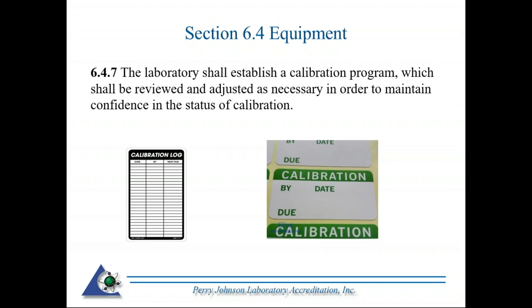And then also, other things that can be considered: if you have a good system of intermediate checks on your equipment, for example control charts or checks against reference standards or reference material, where if equipment was to drift out of specifications you would pick that up. That could be used, if you have a good system of intermediate checks, as a criteria for adjusting the calibration interval.